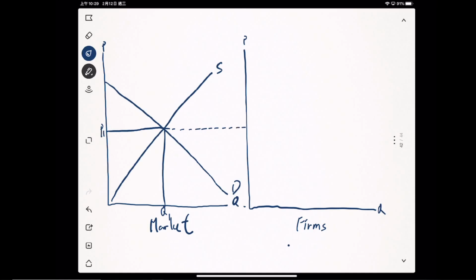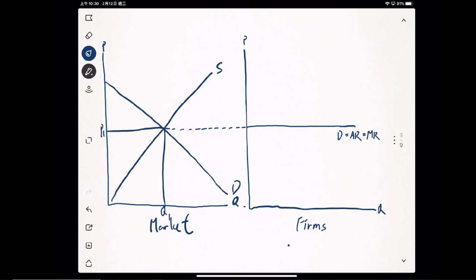So from here on, you can just perform what you have known. It is a horizontal line for the firms. That is the demand curve of the firms in a perfect competition market. Once again, it's a demand curve, and it also represents average revenue, right? Because they are selling at the same price, it's going to be the marginal revenue as well.